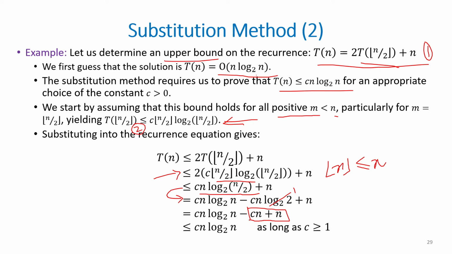In the final step, we have to make sure that T(n) is less than or equal to cn log n, as we had proposed earlier in our solution. Therefore, this term should be less than or equal to 0. So we can write this expression as n times (c minus 1). We know that for all values of c that are greater than or equal to 1, this term would go away and we would get this inequality.